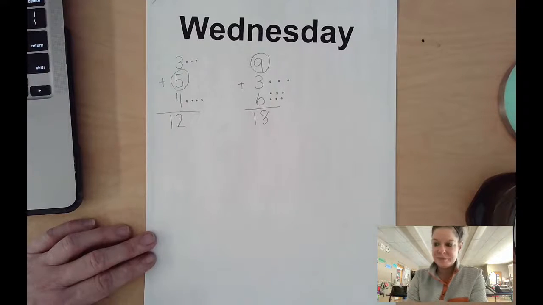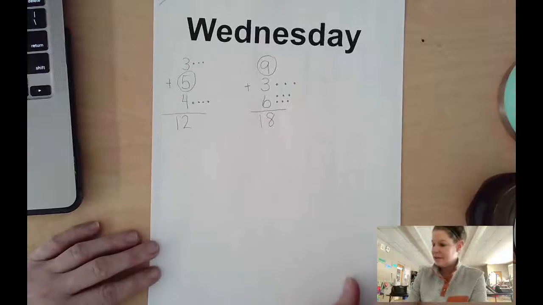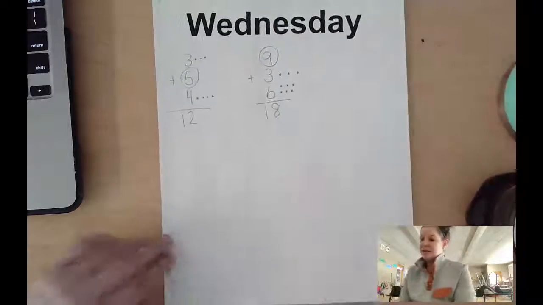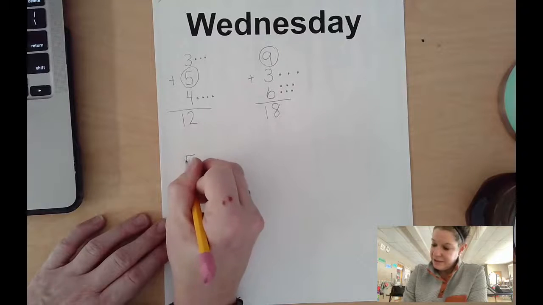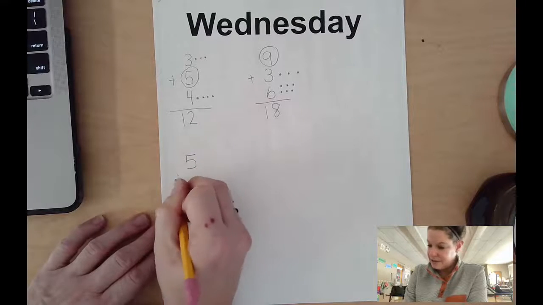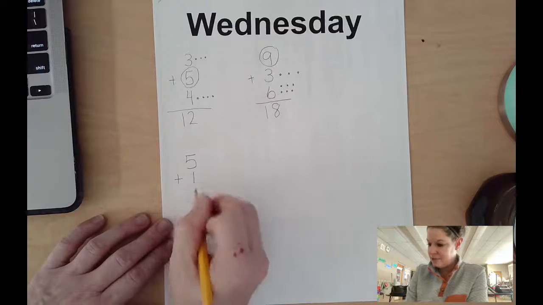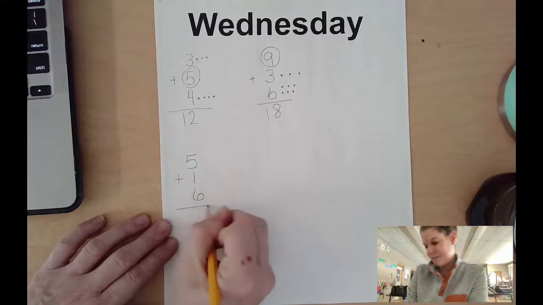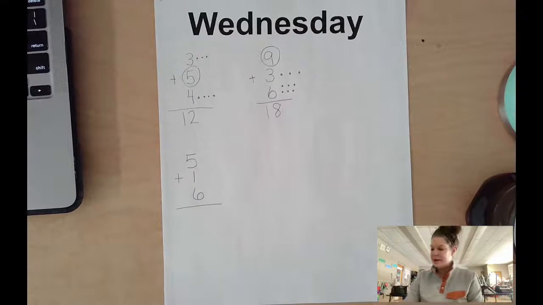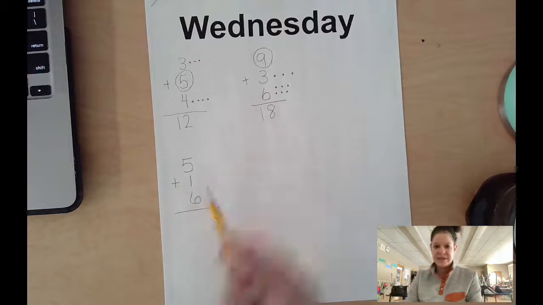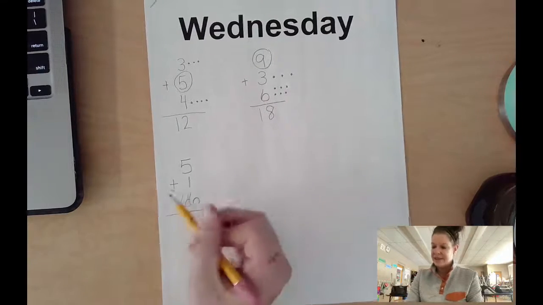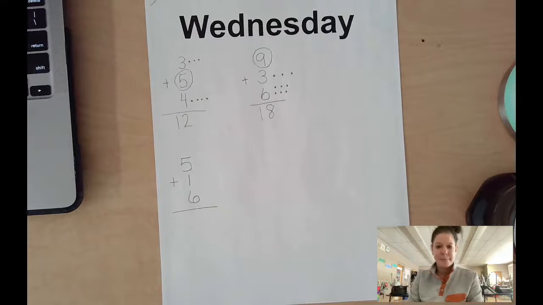Okay. I'm going to show you a different way. Let's go down here. Let's do 5 plus 1 plus 6. Okay, is everybody writing that? 5, 1, and 6, plus sign off to the left side.